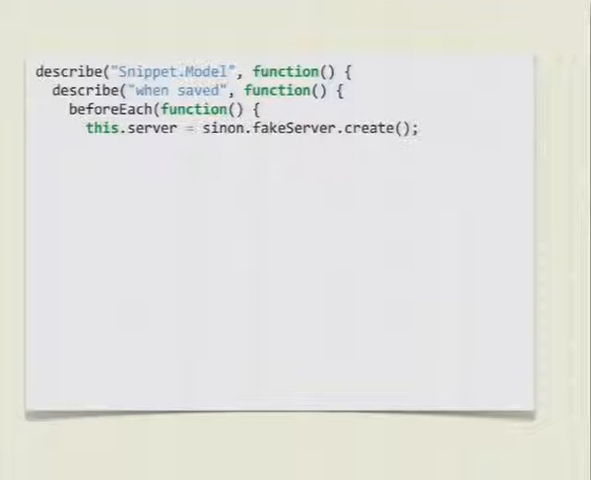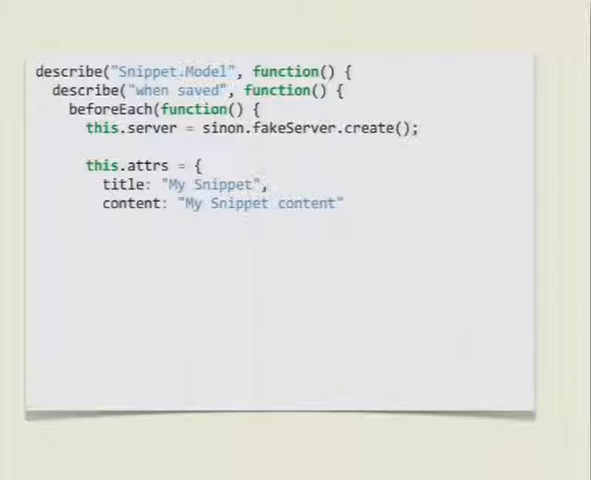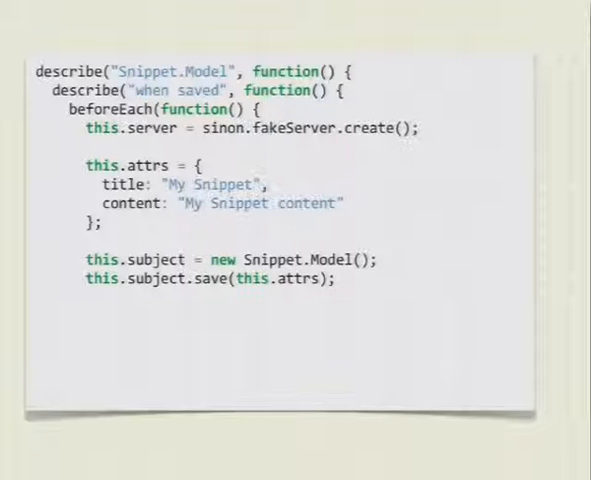Running that one line of code means any AJAX request that you make will be caught by that fake server and allow you to inspect those requests. We then have some attributes which match the attributes of the snippet that we want to save. Then we're going to create an actual snippet model, and finally save it using the attributes. These last two lines are the standard Backbone approach to creating and saving a model.